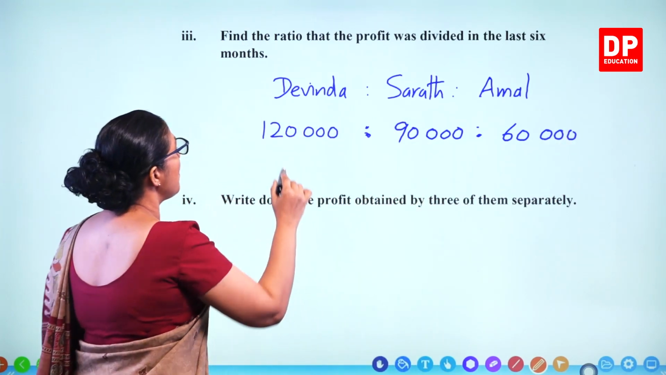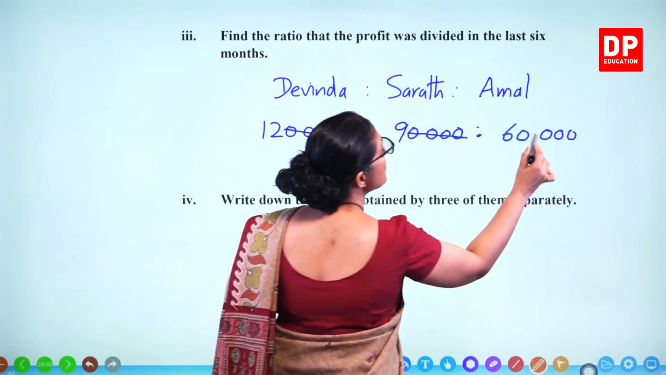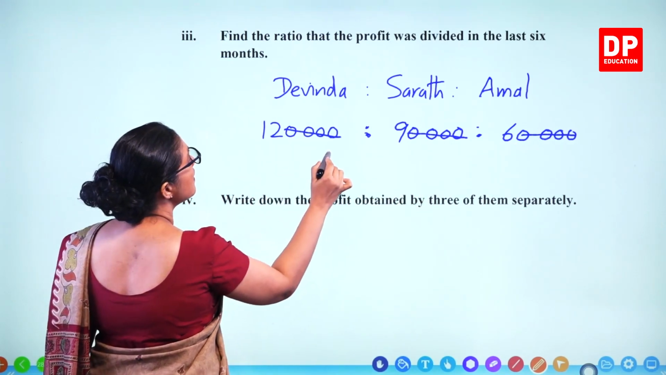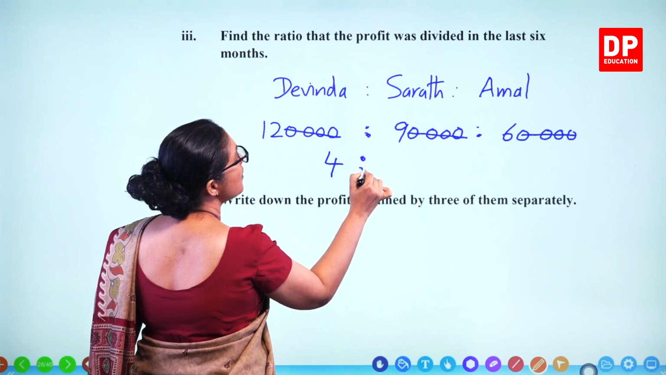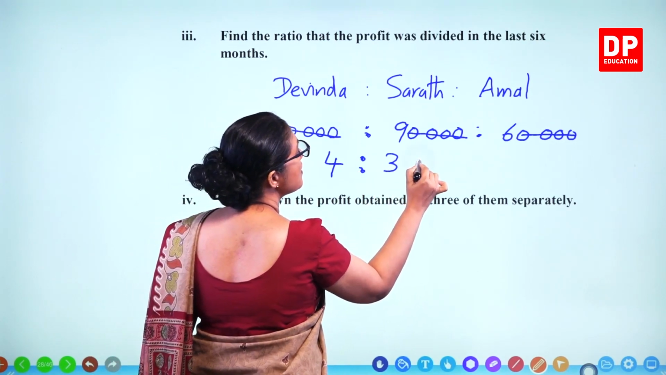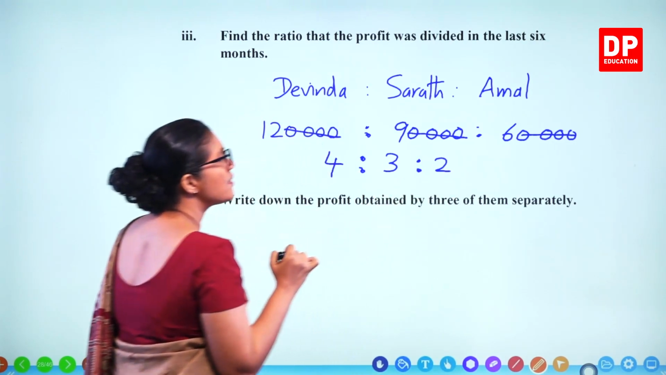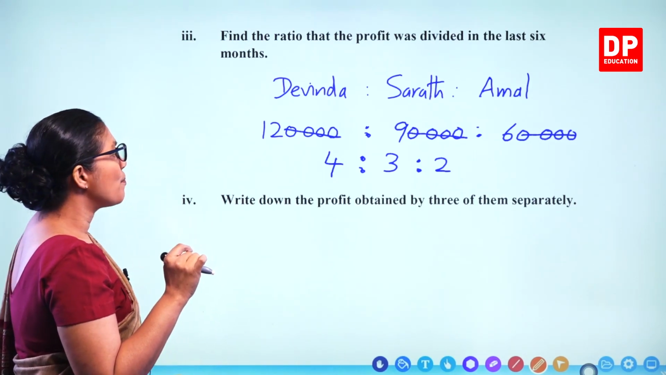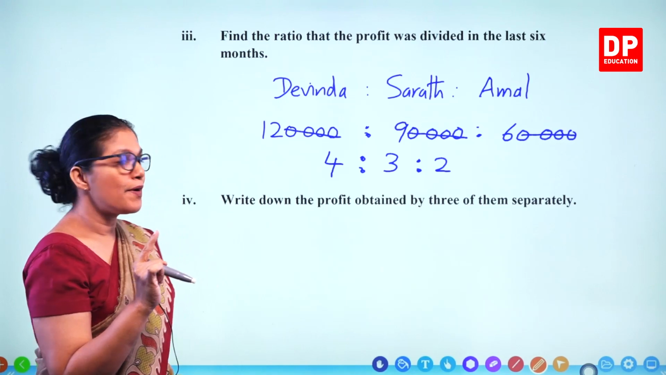Now we can divide by 4 zeros. So 12, 9, 6. Divide by 3: 4, 3 times 3 is 9, 3 times 2 is 6. So 4 to 3 to 2 ratio. Write down the profit obtained by the 3 of them separately.